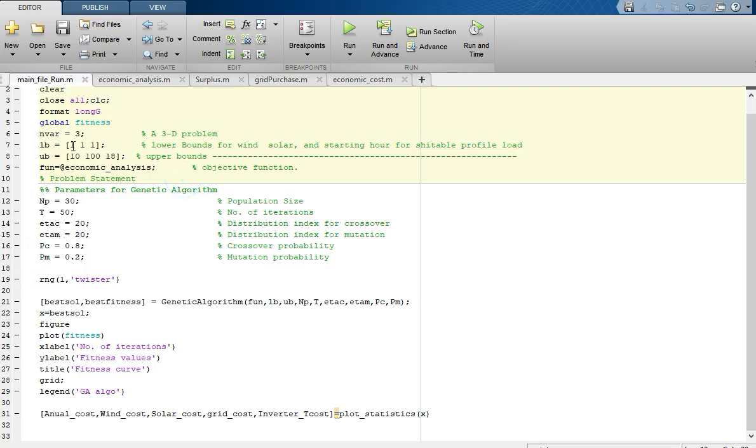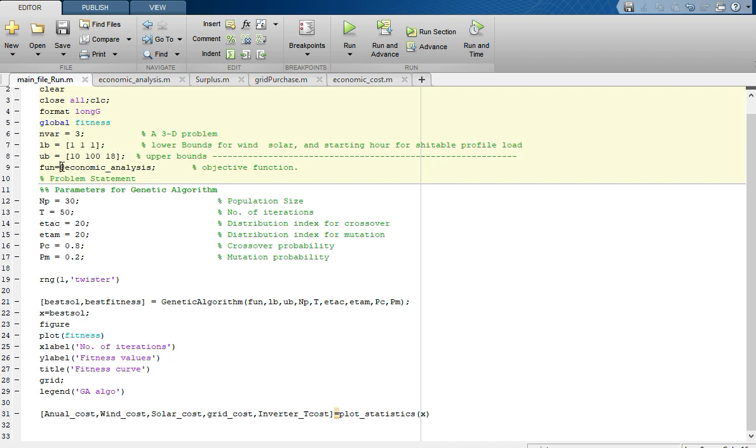So this is the lower bound, 1, 1, 1, and the upper bound of the wind size, solar size and starting hour. Why did I put 18 here? Because the size of this profile is 7, and if I put it beyond 18, then it will not be able to meet this load demand till 24, because 18 plus 7 is 24. So the upper bound is hour 18; after 18 is not allowed.